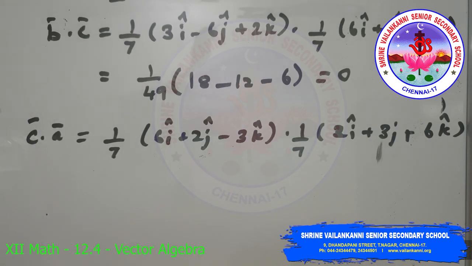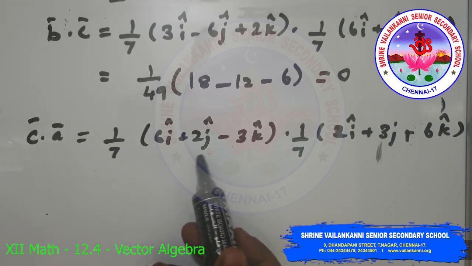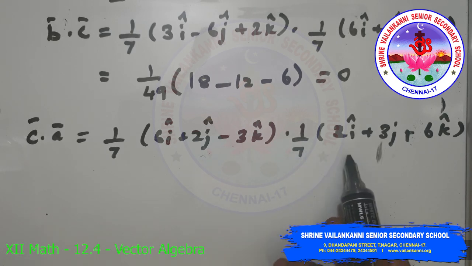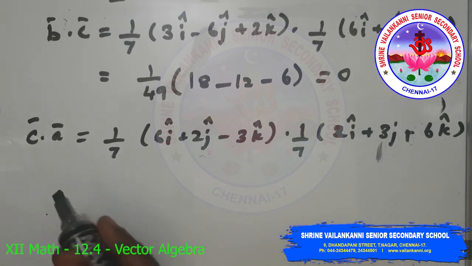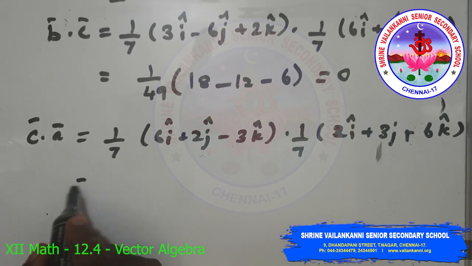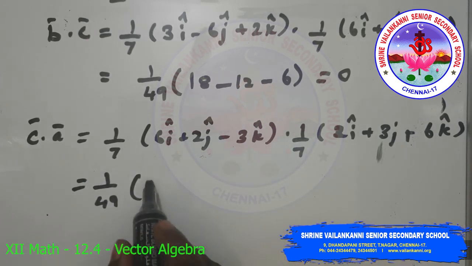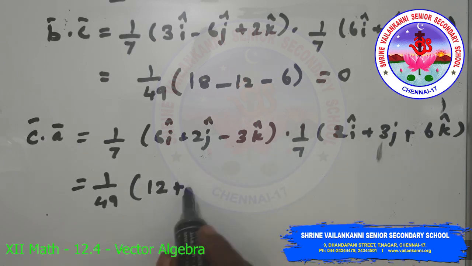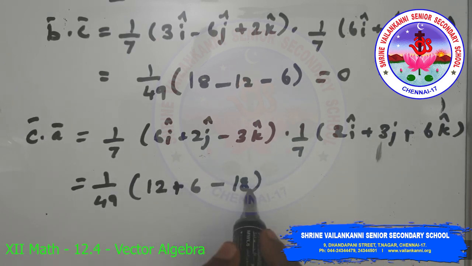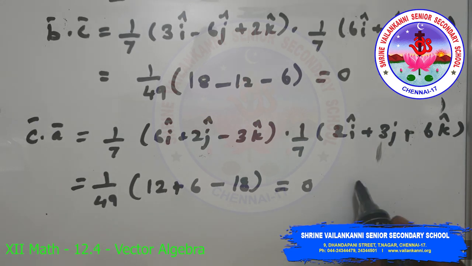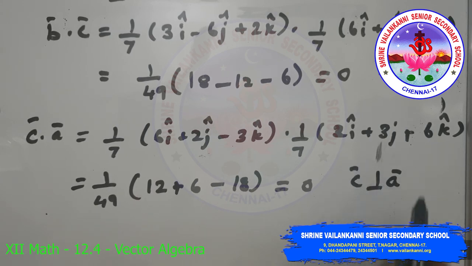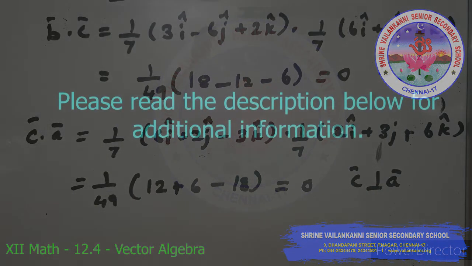Now C dot A, which is equal to 1 by 7 of 6i plus 2j minus 3k dot 1 by 7 of 2i plus 3j plus 6k, which is equal to 1 by 49 of 6 into 2, 12, plus 2 into 3, 6, minus 18, which is equal to 0. So C dot A equal to 0, and we can say that C is perpendicular to A. Hence A, B and C are unit vectors and are perpendicular to each other.